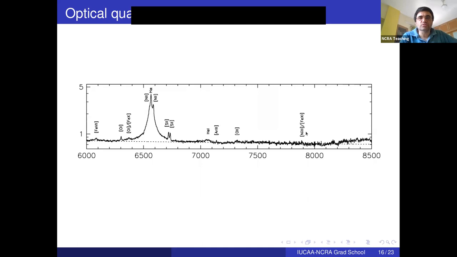And of course, you don't have to do identification of lines by hand. There is software that does it automatically for you. So you just feed it a spectrum. It'll calculate the best fit redshift, and it'll also try and identify the lines and measure their equivalent widths.